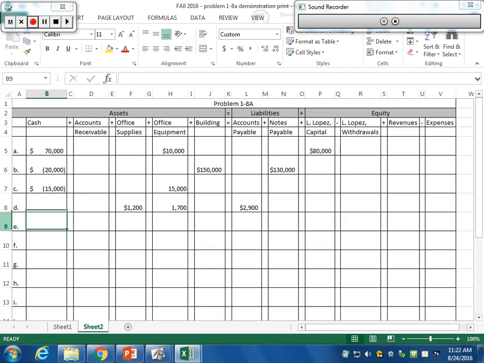Somebody read transaction E for me, loud and clear. The company paid a local newspaper $500 cash for printing an announcement of the offices. So what happens? Cash decreases by $500. Okay, and what else? Expenses increase by $500.